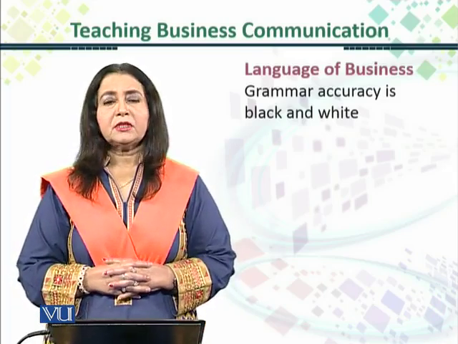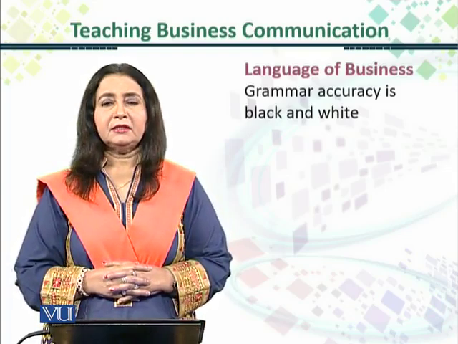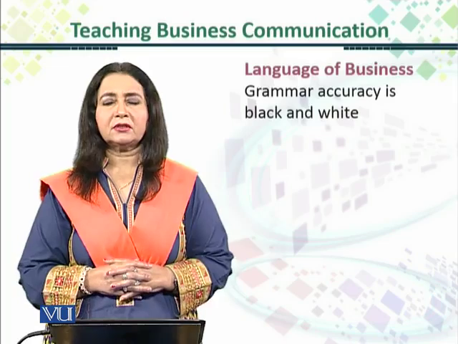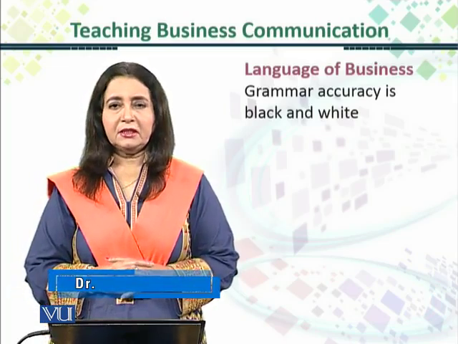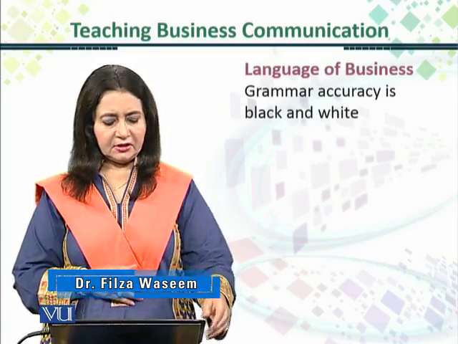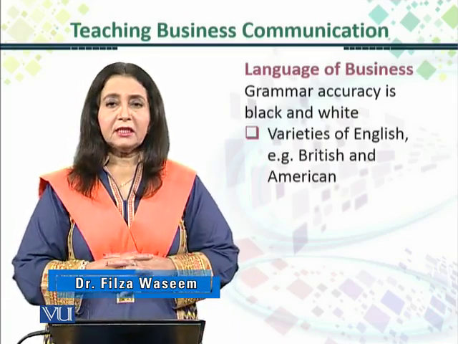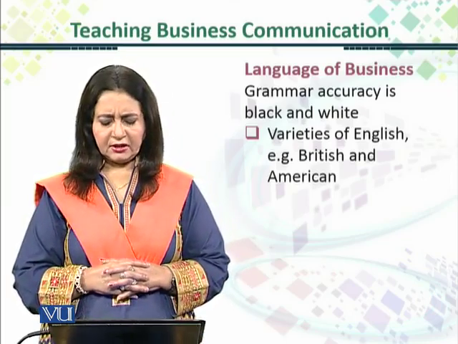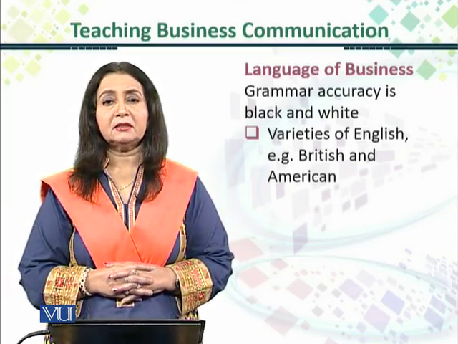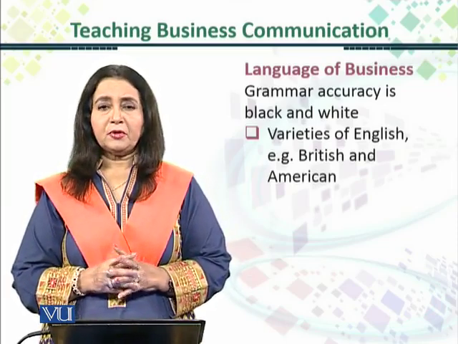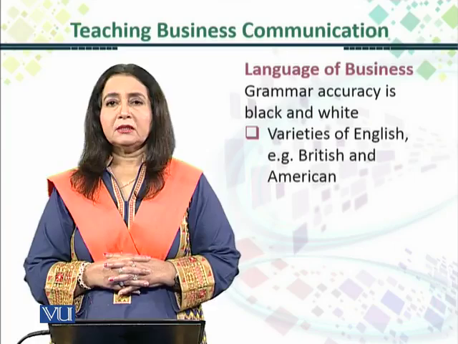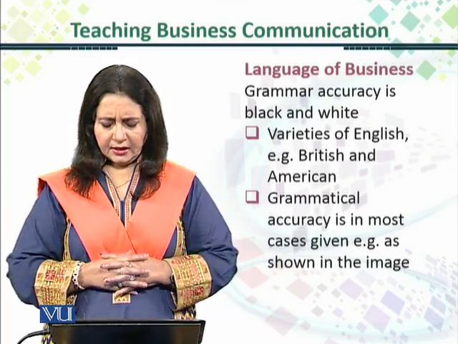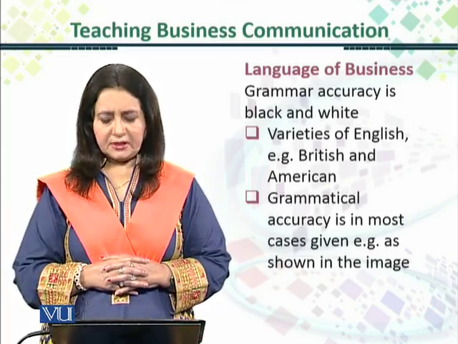Grammar accuracy in most cases is black and white, meaning that either it is right or it is wrong. Either the way the sentence is grammatically structured is right or it is wrong. But then there are some gray areas. For example, there are different varieties of English: the British variety, the American variety, the Australian variety. So perhaps there could be some differences regarding agreement about the grammar rules there. But grammar accuracy is in most cases given.